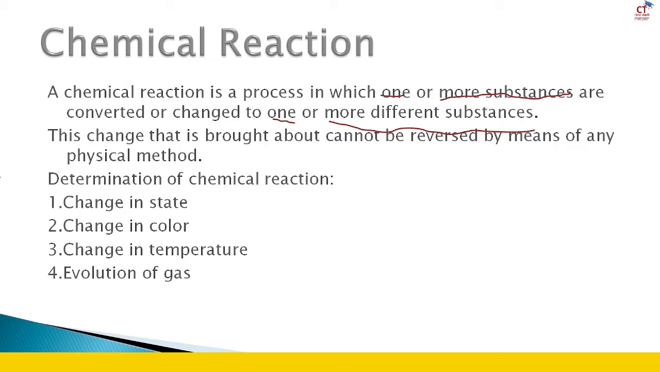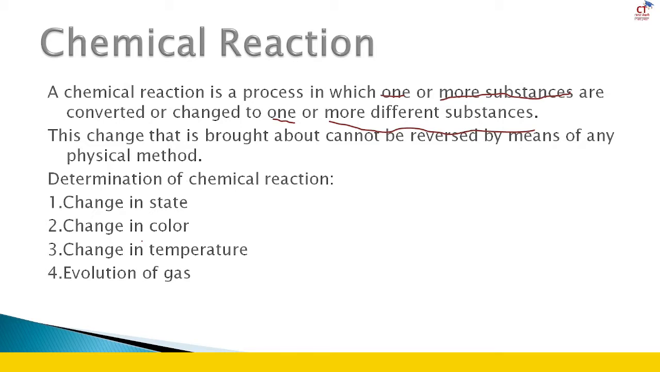It is written that the change that is brought about cannot be reversed by means of any physical method. What does this mean? This means that the new substance, that is the product formed, cannot be converted to the initial substance, that is the reactants that got converted to result in the formation of products. In other words, we can also say that the nature and the identity of the initial substance, that is the reactants, will get changed.